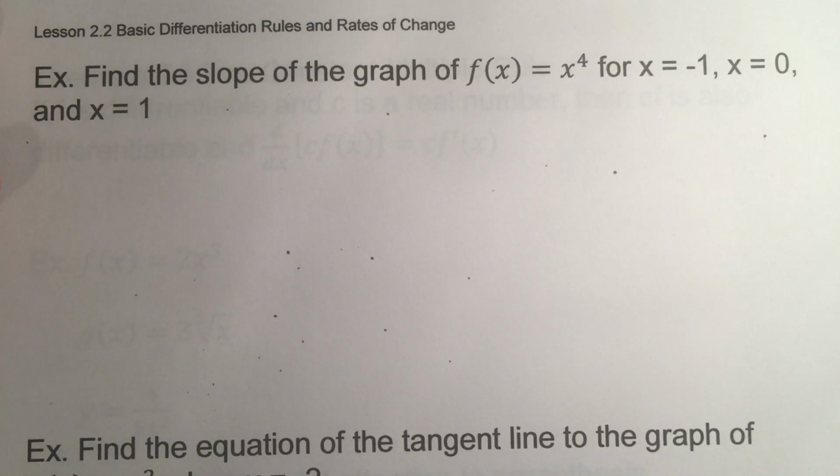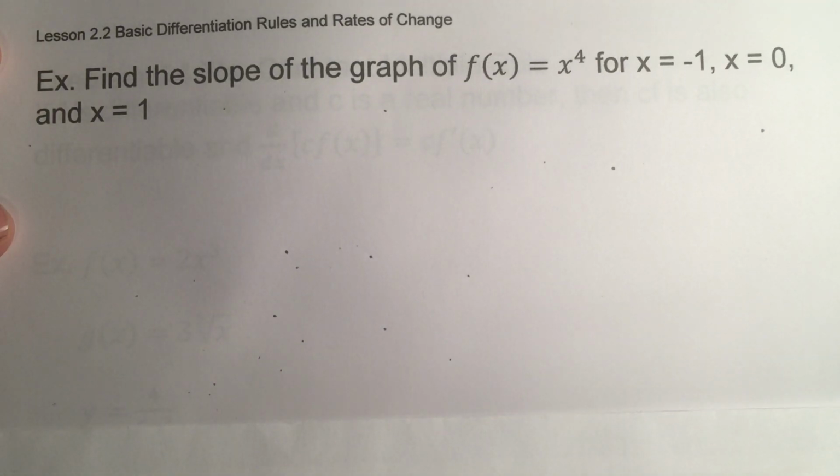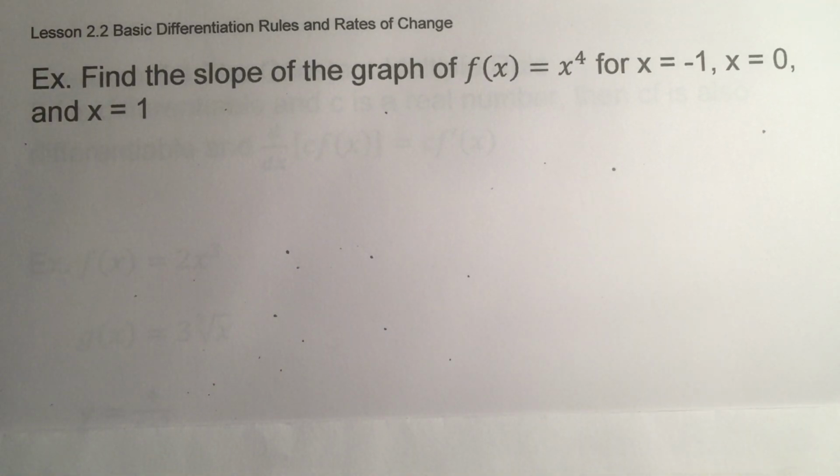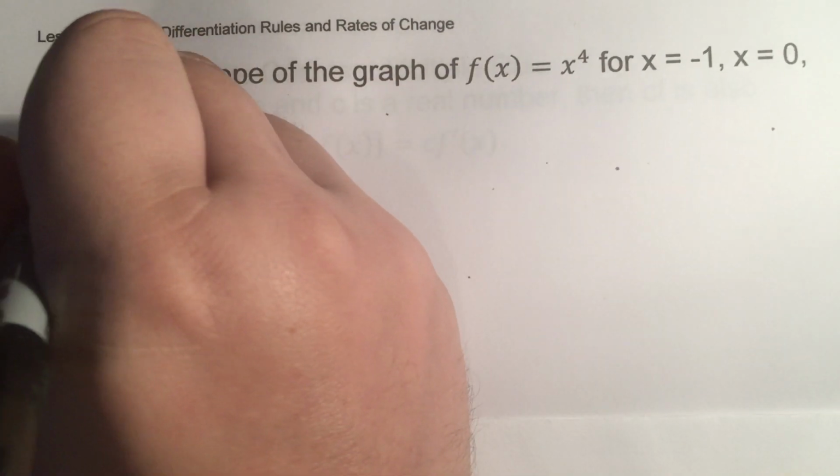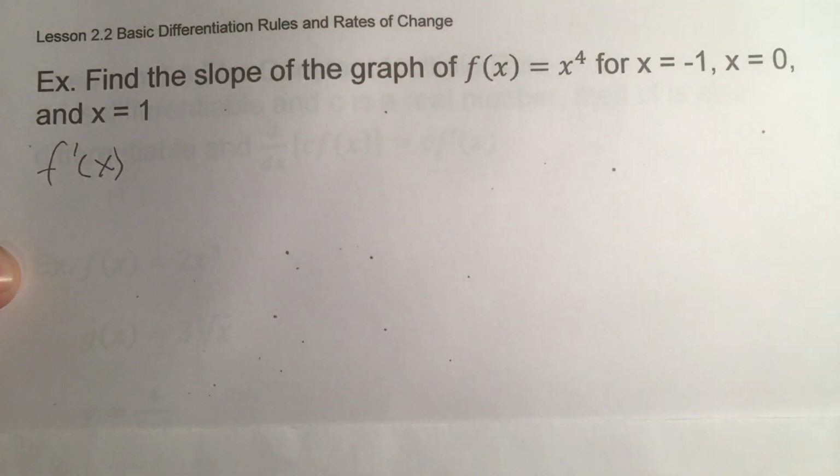So we're going to find the slope of the graph f of x equals x to the fourth for when x is negative 1, x is 0, and x is 1. So finding the derivative gives you that equation to find the slope at that particular x. So first off, derivative of x to the fourth.